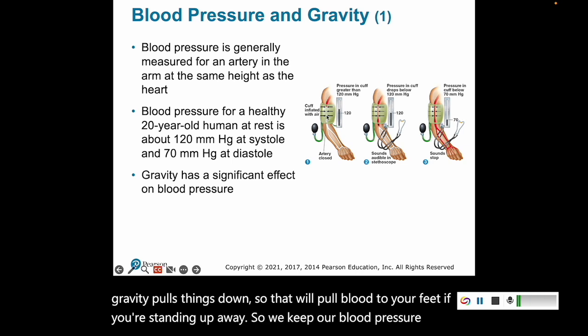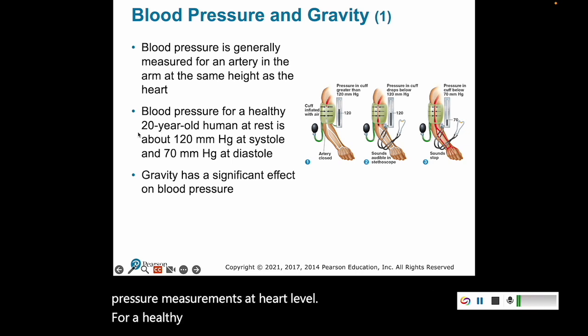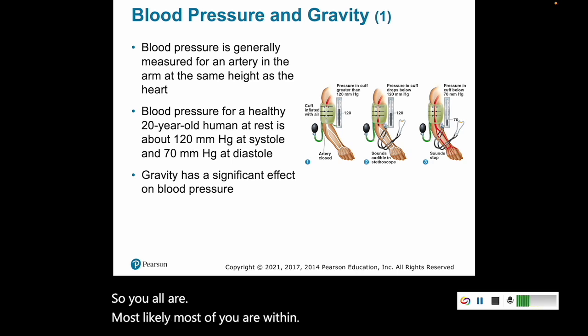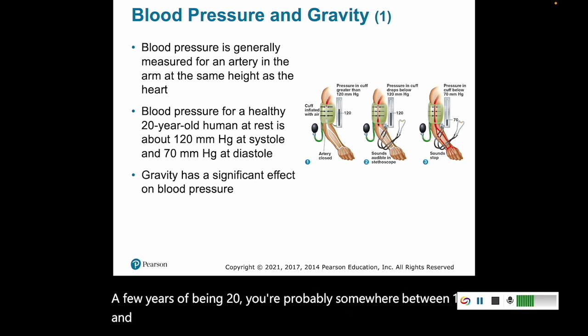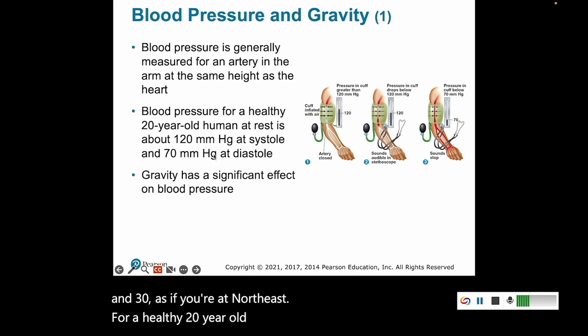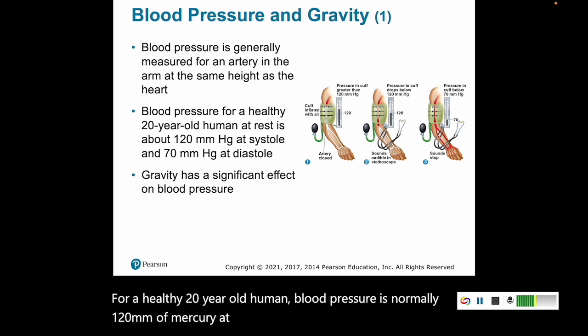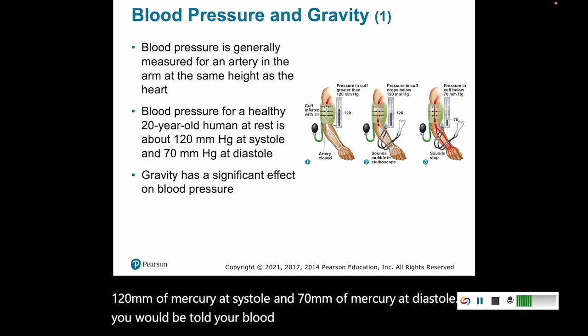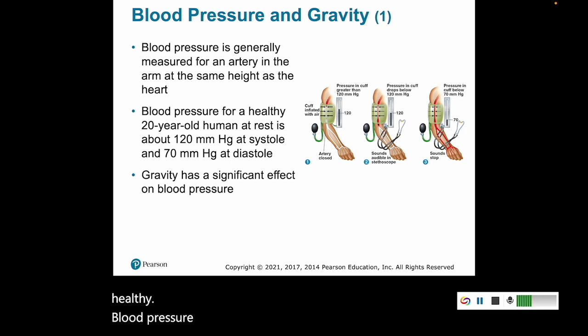For a healthy 20-year-old human, so most of you are within a few years of being 20. You're probably somewhere between 18 and 30, as if you're at Northeast. For a healthy 20-year-old human, blood pressure is normally 120 millimeters of mercury at systole and 70 millimeters of mercury at diastole. So you would be told your blood pressure was 120/70. That is a healthy blood pressure for a 20-year-old at rest.